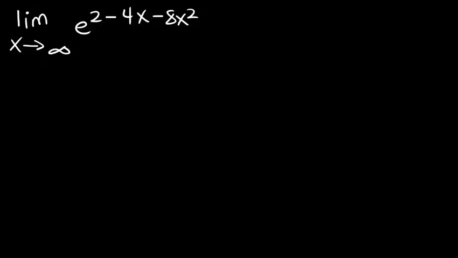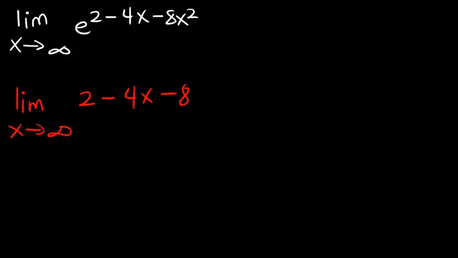First of all, we are going to have the limit as x approaches infinity for 2 minus 4x minus 8x squared. This is what you are going to do first. Then after that, we find the limit as x approaches infinity for the base, which is e. Now let's find the limit as x approaches infinity for 2 minus 4x minus 8x squared.